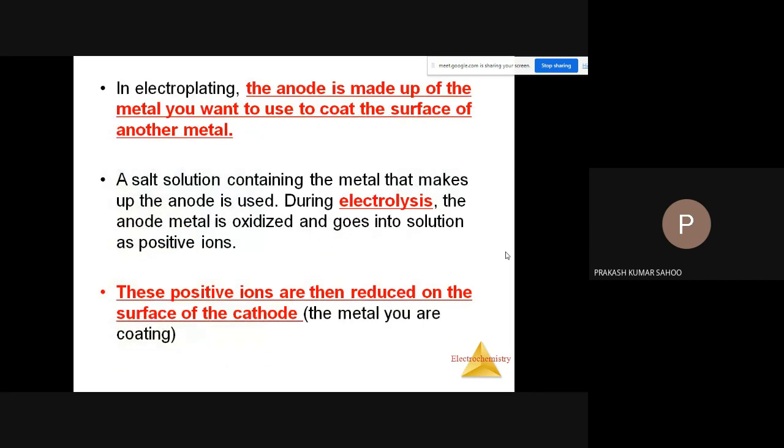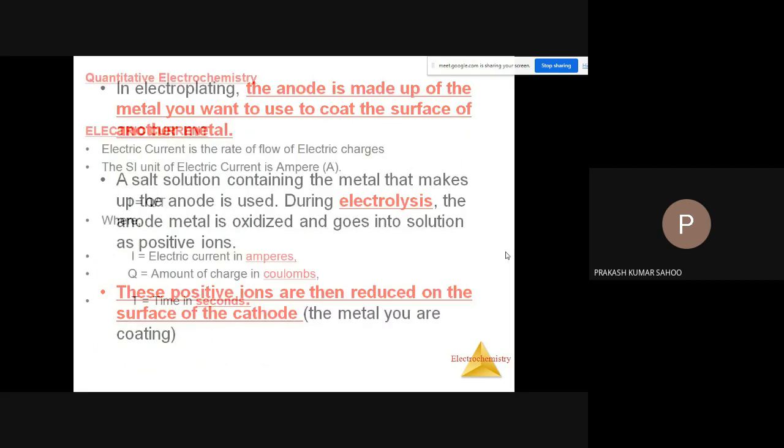In electroplating, the anode is made up of the metal you want to use to coat the surface. As I already said, the anode is silver, and the salt solution is silver nitrate. It gets oxidized to release electrons, and the positive ion gets into the electrolytic solution. These positive ions are then reduced on the surface of the cathode, and this is how electroplating happens.